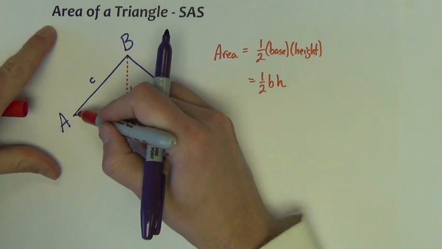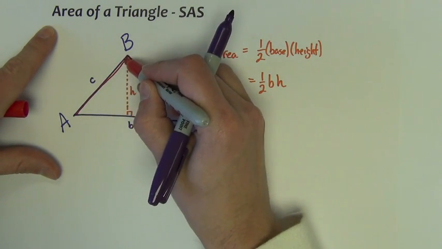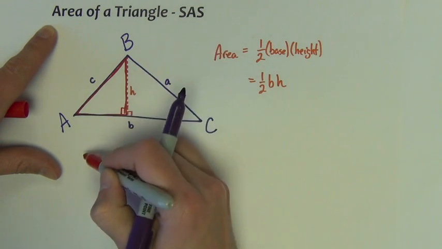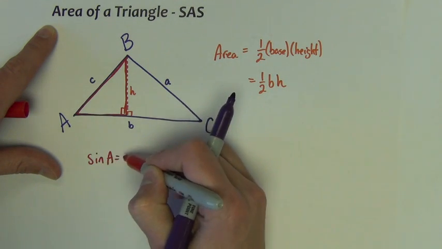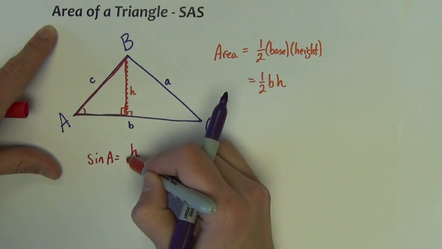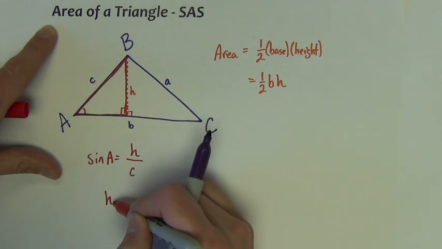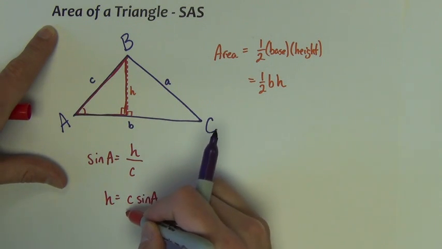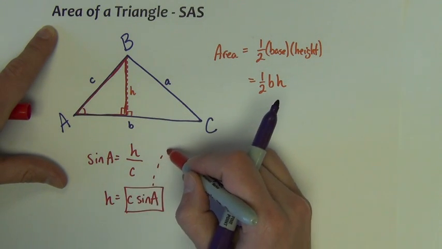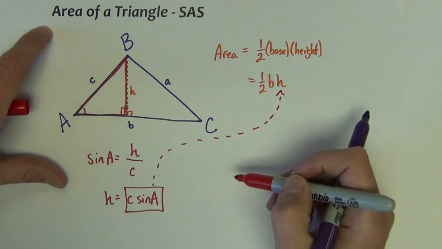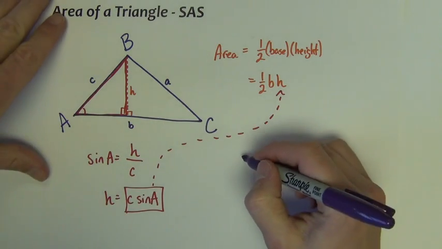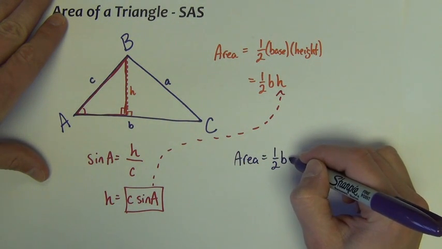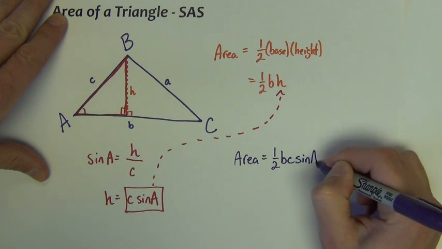And so what I'm going to do is show you that if we look at this right triangle, the sine of angle A is equal to the opposite H over the hypotenuse C. So H is equal to C sine A. Okay, let's pull that substitution there. The area of the triangle becomes 1/2 B C sine A.